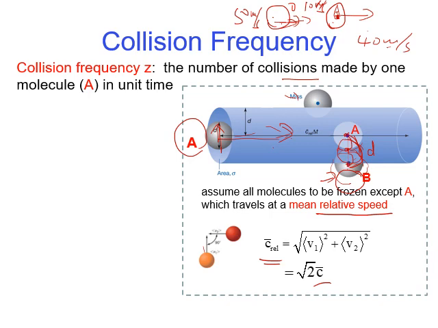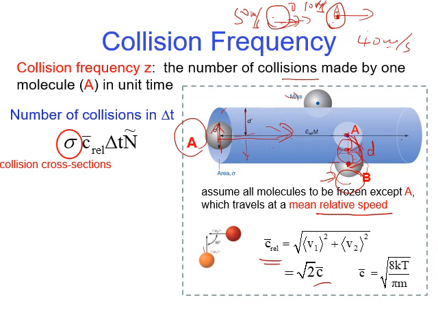In fact, the centers of such molecules form a cylinder. Here is the blue cylinder with radius d. Okay, that's the radius, d. And the length of this cylinder is the speed, or relative speed, times the time interval. Okay, speed times time, that's how far it moves.